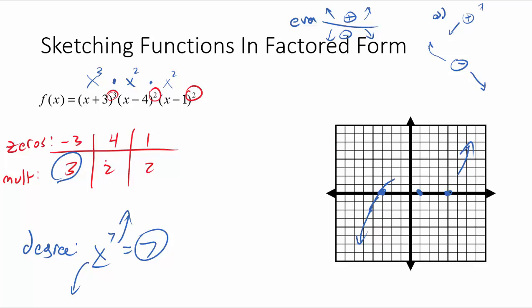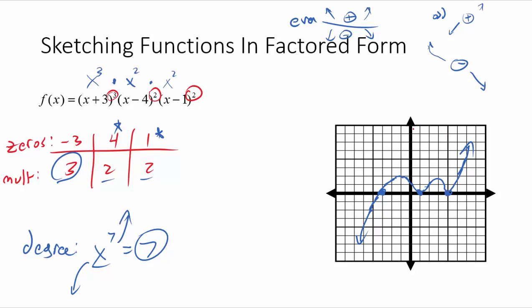Now this next one, we're actually at the 1 next. The 1 has an even multiplicity, so I'm going to touch it and turn around. As well, this 4 here also has an even multiplicity, so I'm going to touch it and turn around, and that kind of matches the end behavior here, and that's a sketch for my graph.